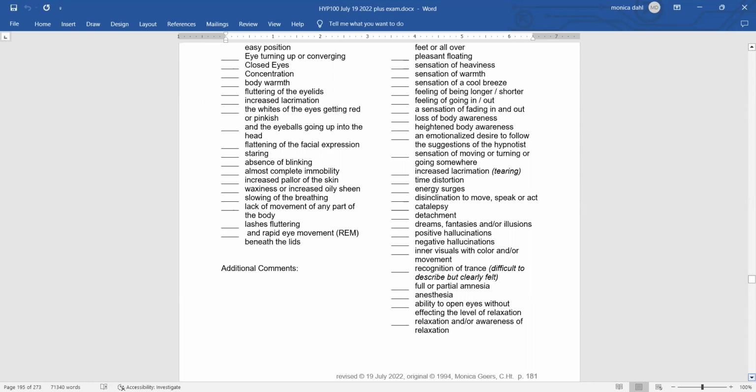Energy surges. This is fascinating. Energy surges. Where are they moving to and coming from in the body, going from and going to? Did you notice any disinclination to move or speak or act? Did you feel like you couldn't? Or you put your body in a certain position, or I asked you to put your body in a certain position and you just didn't want to go anywhere else but there?